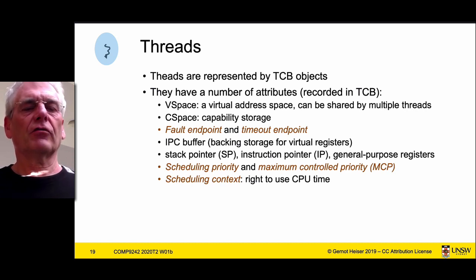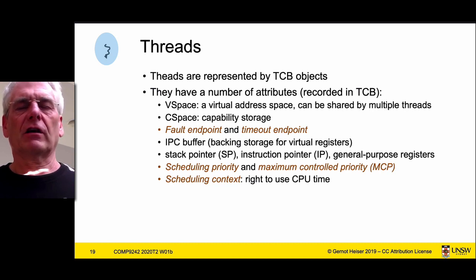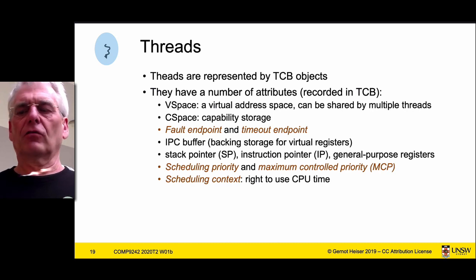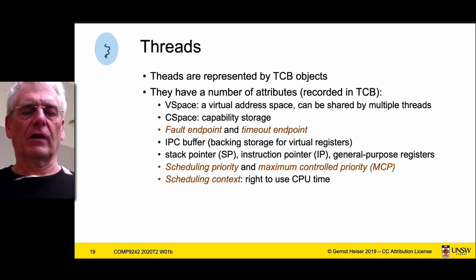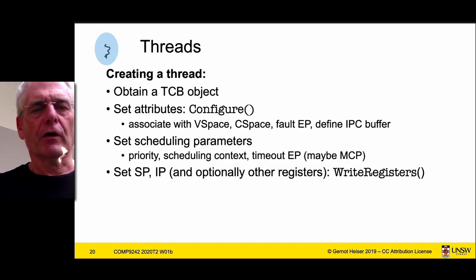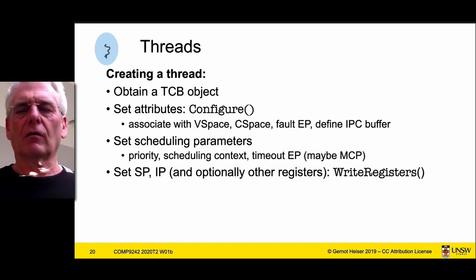And then there's the general user registers: the stack pointer, instruction pointer, and the general purpose registers, and scheduling parameters. Every thread has a scheduling priority and what's called a maximum control priority, which we won't get into. You don't need that. And a scheduling context, which is the capability that gives you the right to access the CPU. So that represents access to CPU time.